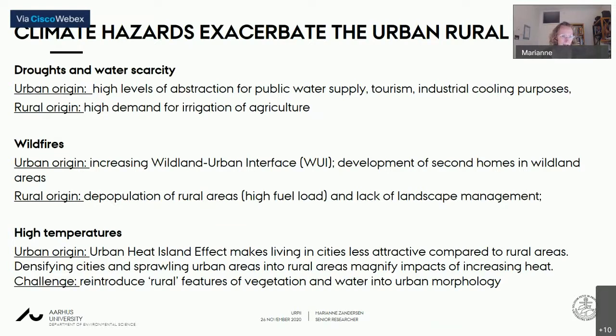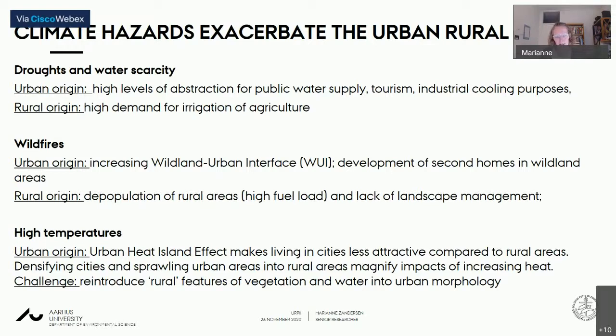In terms of wildfires, the increasing wildland-urban interface, called WUI, is something that really leads to the increased observation of large wildfires and also the probability of that in future. And that really depends on the development of second homes in wildland areas, urban sprawl.